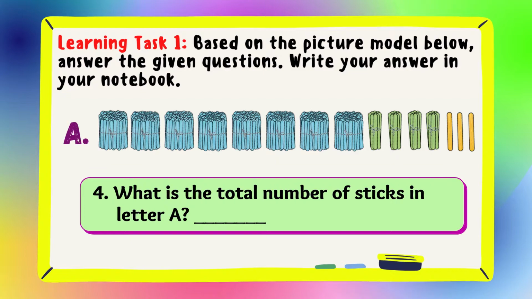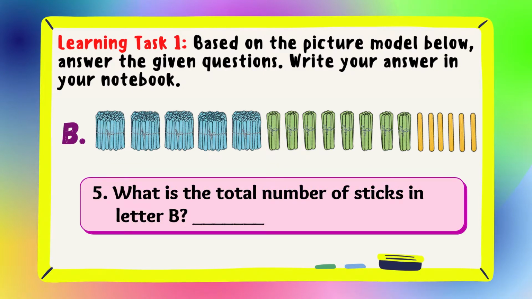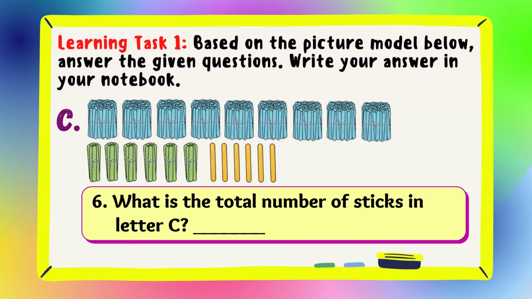Now, what is the total number of sticks in set A? We have 8,403. Number 5. What is the total number of sticks in letter B? We have 5,806. And number 6. What is the total number of sticks in letter C? We have 9,606.